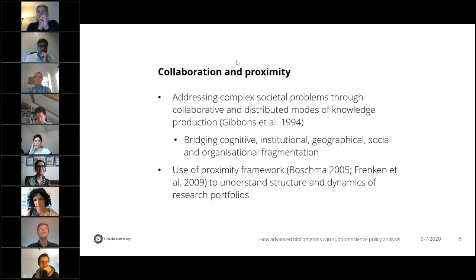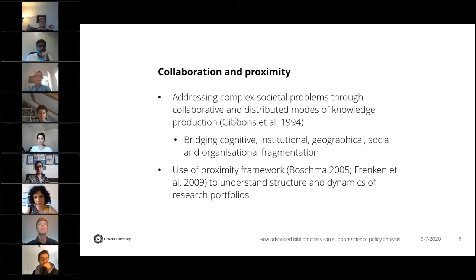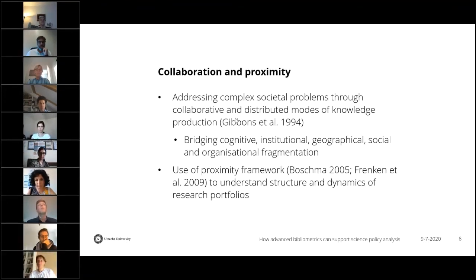So the first one is, I think that the analysis also lends itself to thinking in terms of proximities and distances, or fragmentation and coordination of research. And this is not very much of a new idea. I think already in the discussion on mode 1 versus mode 2 knowledge production, there was a central claim that addressing complex societal problems, or you could call them missions these days, is generally achieved through collaborative and distributed modes of knowledge production.